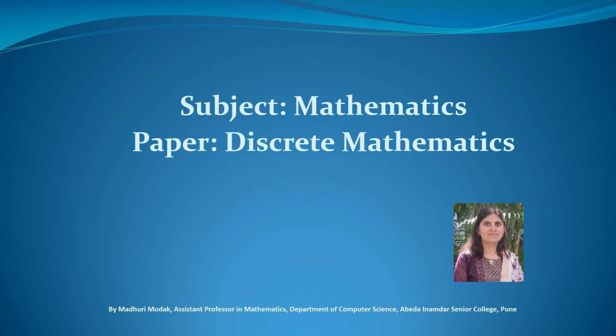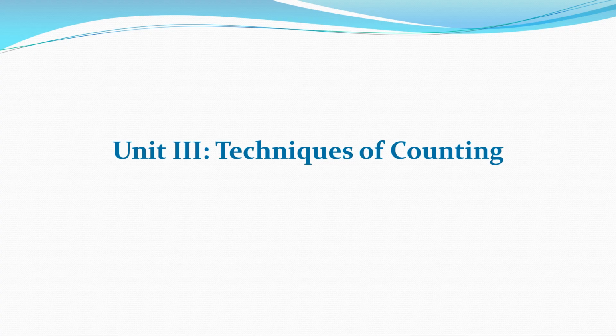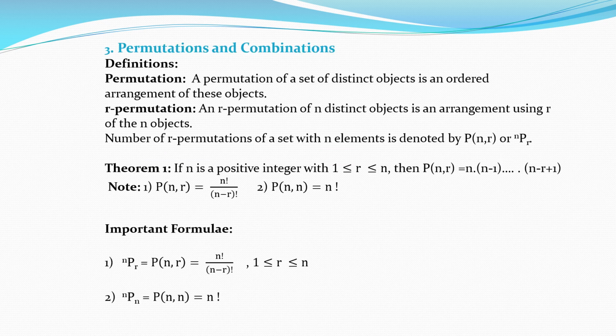Discrete mathematics is very important for students of computer science. Now here we start with unit number 3, Techniques of Counting of Discrete Mathematics. Now the next point in unit number 3 is permutations and combinations.